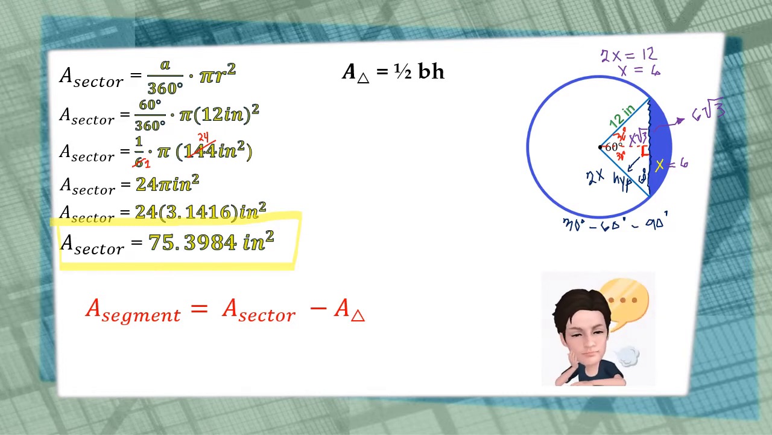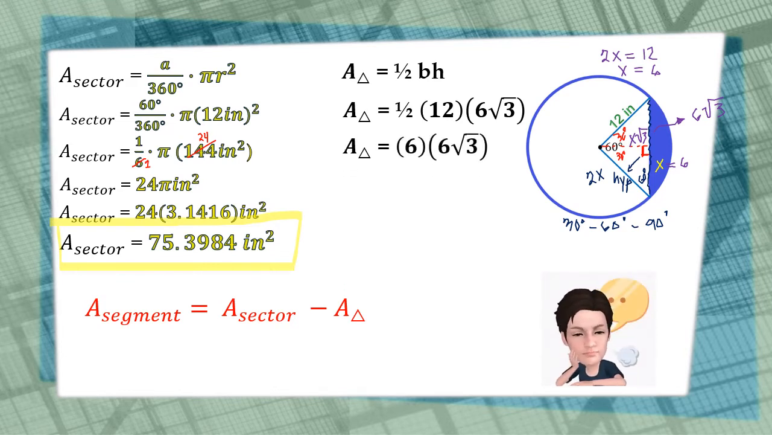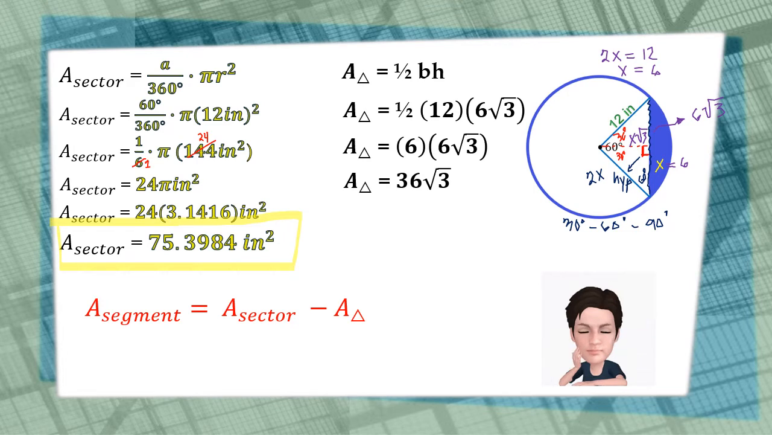Okay, with that, we do have the idea already that our height would be 6 square root of 3, and our base should be, is it 6 or 12? It should be 12, because 6 is only half of the given base. So that means we are supposed to substitute our base as 12 and our height as 6 square root of 3. Next, of course, we need to get half of 12, so that's 6. Multiply 6 with 6 square root of 3, and we would have 36 square root of 3.